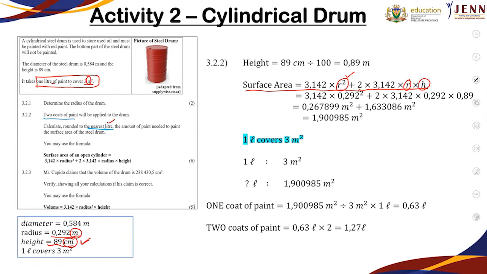So that is my first step. My height is 89 centimeters. I convert from centimeters to meters, so I divide by 100. It equals 0,89 meters. So now I'm happy, because my radius is 0,292 meters and my height is 0,89 meters. I've got meters there and meters there. Now I can plug into my formula.